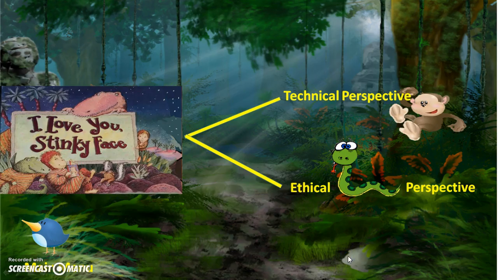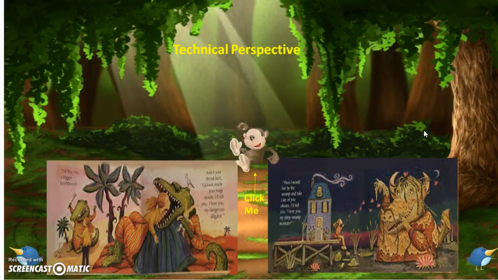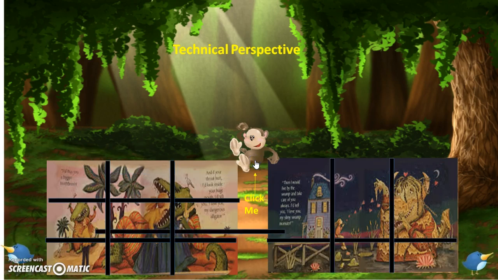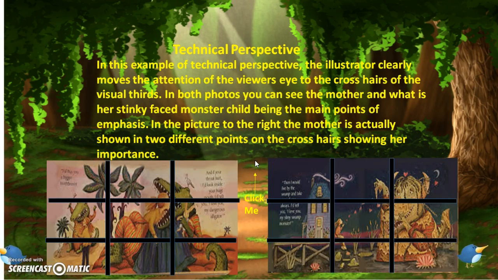So I will start with the technical perspective. Alright, click on the monkey there. In this example of technical perspective, the illustrator clearly moves the attention of the viewer's eye to the crosshairs of the visual thirds. In both photos you can see the mother and her stinky face monster child being the main points of emphasis. In the picture to the right, the mother is shown in 2 different points on the crosshairs, showing her importance.